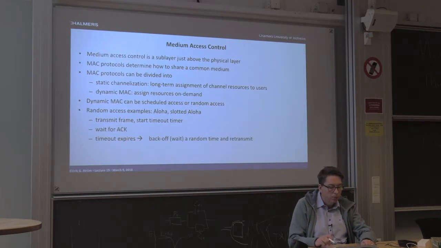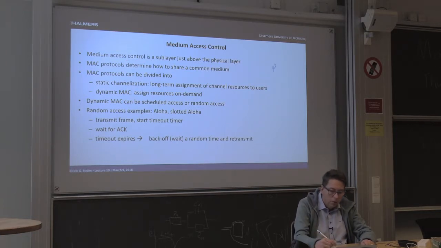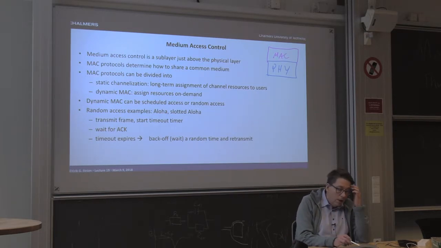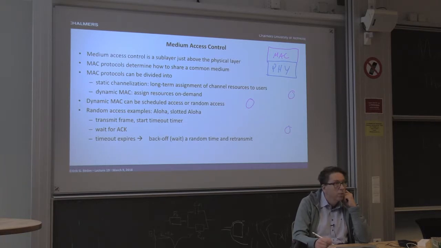Medium access control. It's a sublayer just above the physical layer. So we have the physical layer here, and just above it is the medium access control layer. The protocol here determines how to share a common medium. If we have several stations that communicate over, say, a radio channel, then we need to take turns or somehow coordinate transmissions so we avoid collisions. So that's how to share the common medium.